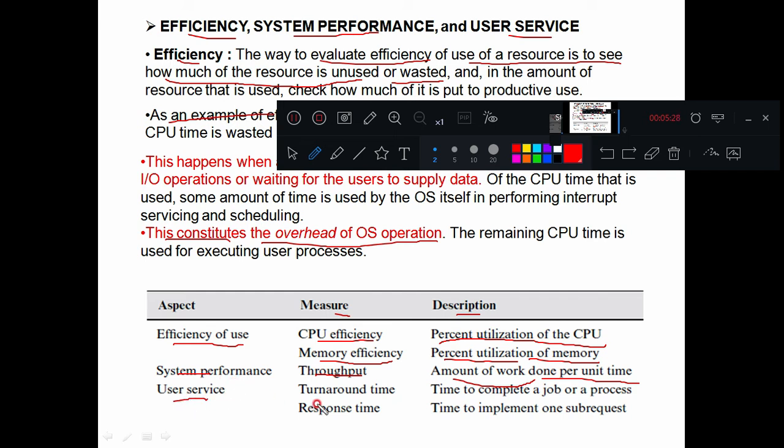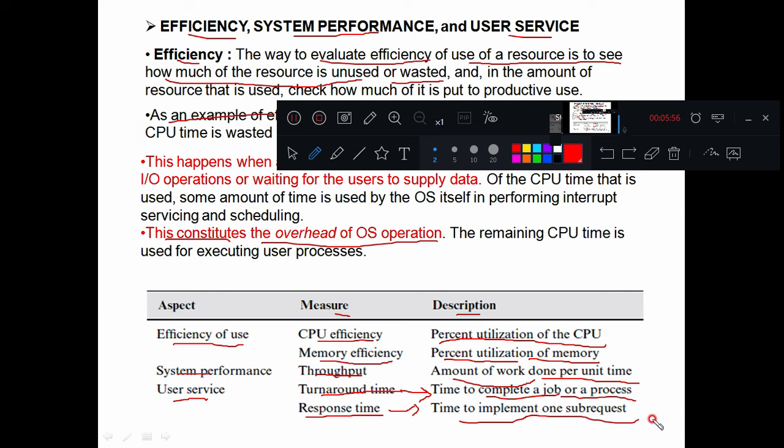Third one, user service. We will measure user service with the help of two time units. One is called turnaround time, second one is response time. What is turnaround time? The time to complete a job or a process. How much time the operating system takes to complete a job or a process, that is turnaround time. Then what is response time? Time to implement one sub request.